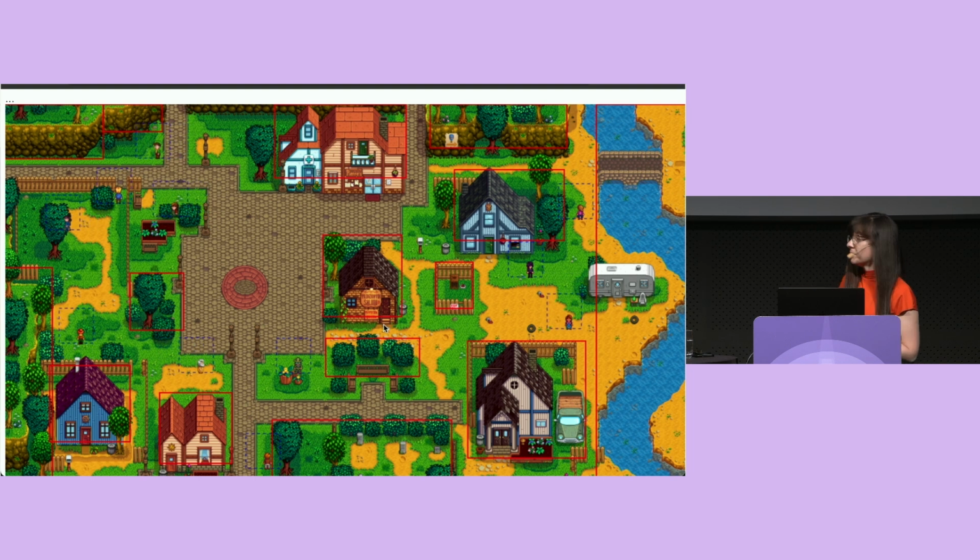Then I also tried to visualize it on the map a bit. Each of the villagers now has a box around them, so that I can see more or less when they are touching other villagers and should start a conversation.